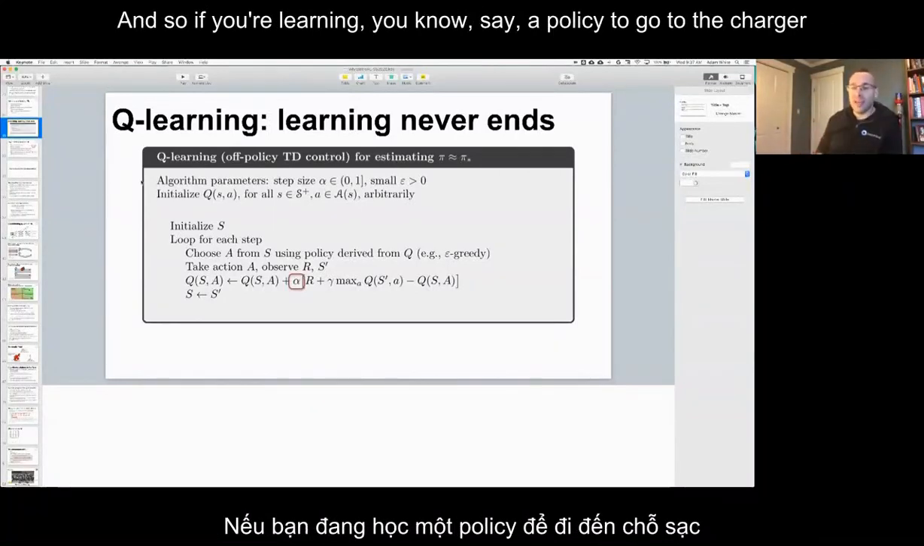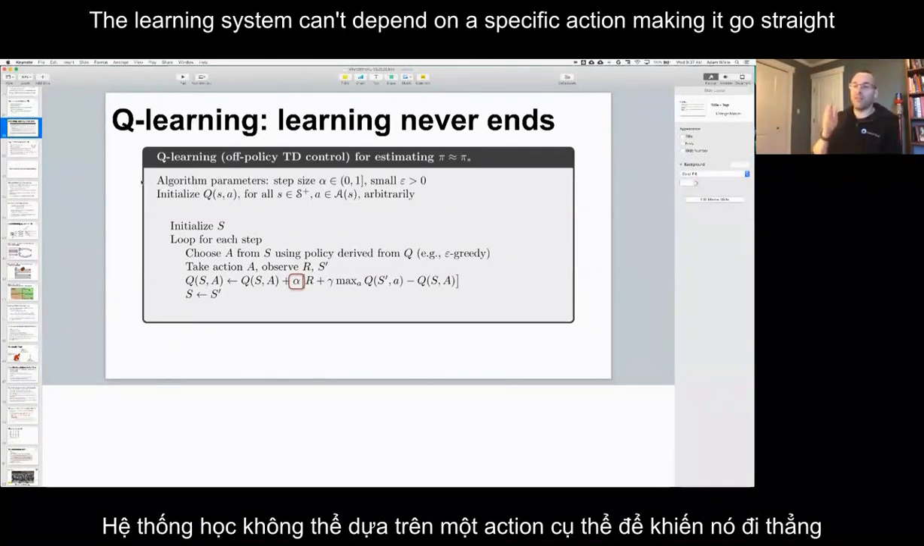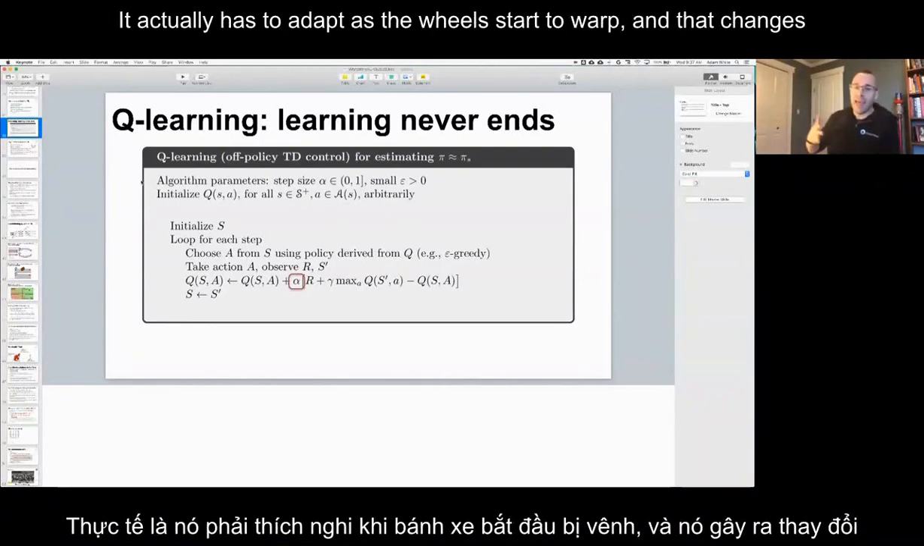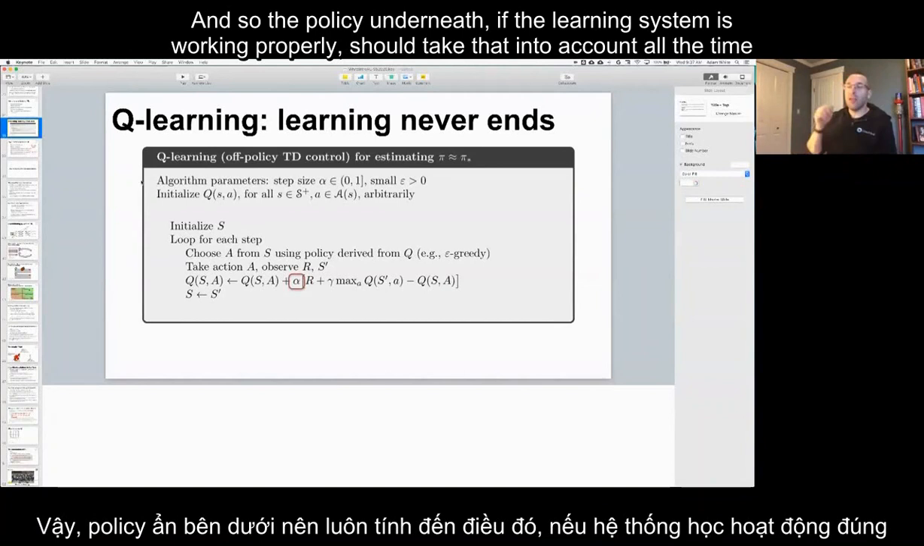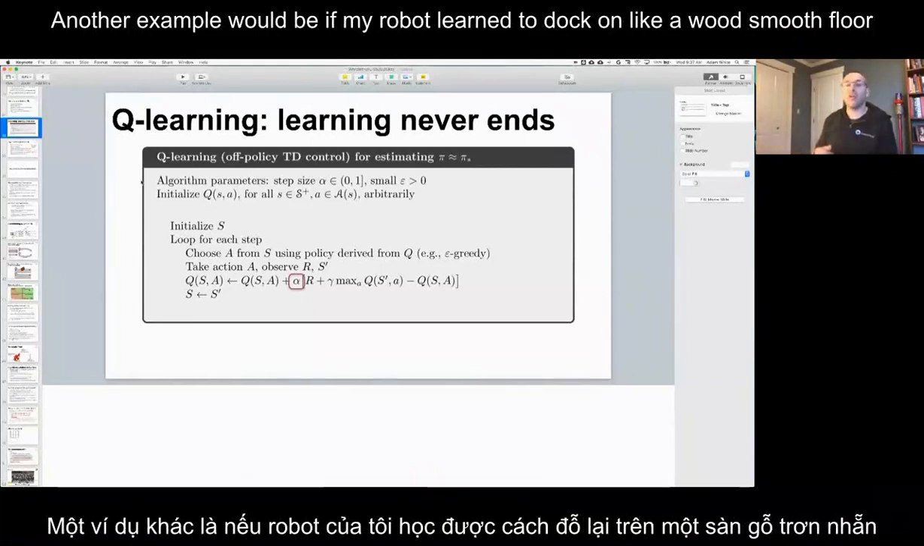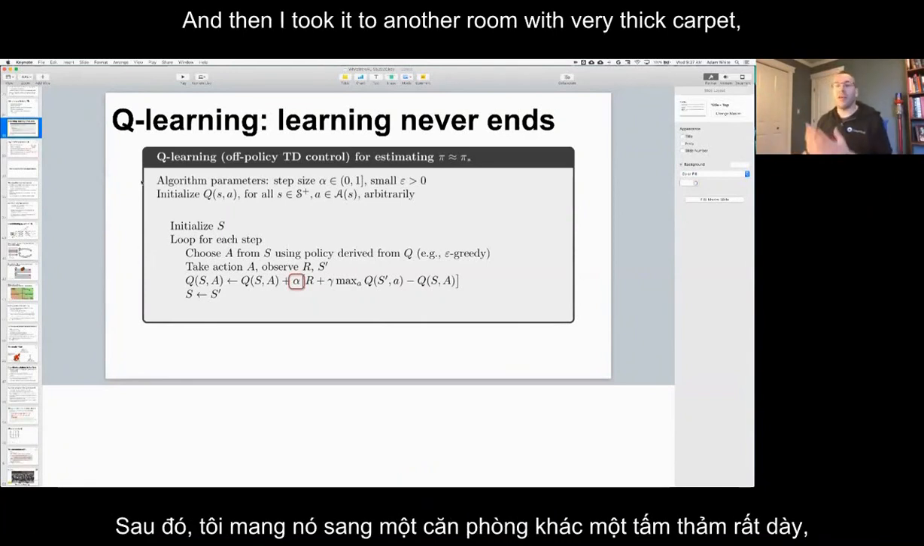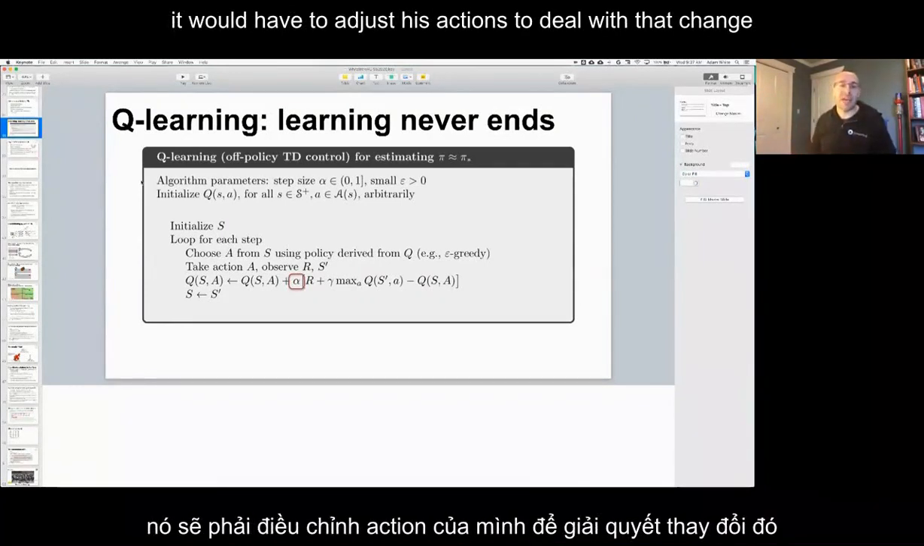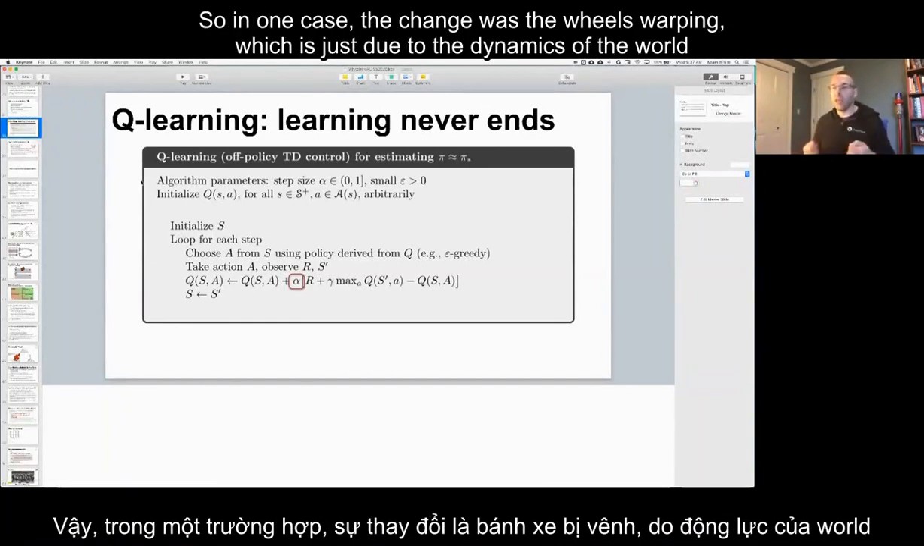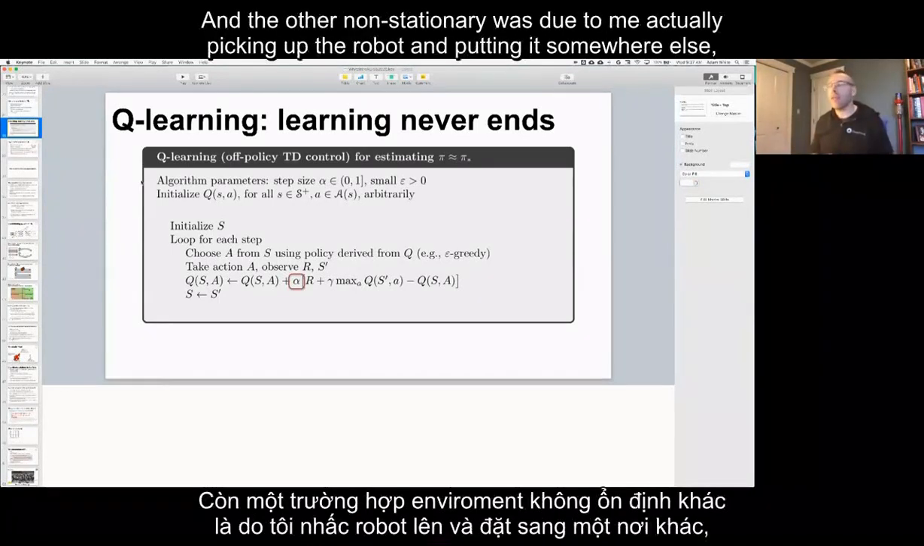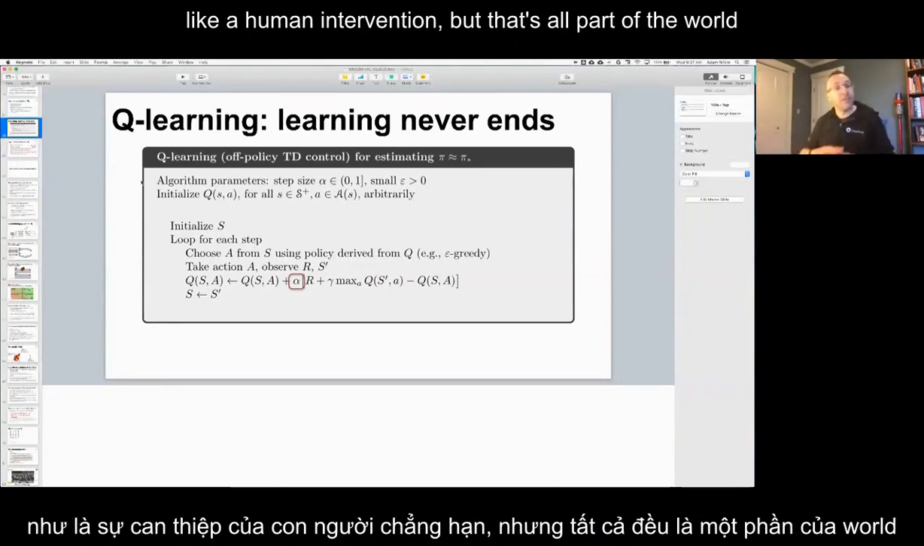And so if you're learning, say, a policy to go to the charger, the learning system can't depend on a specific action making it go straight. It actually has to adapt as the wheels start to warp, and that changes. So the policy underneath, if the learning system is working properly, should take that into account all the time. Another example would be if my robot learned to dock on a smooth wood floor, and then I took it to another room with very thick carpet, it would have to adjust its actions to deal with that change. In one case, the change was the wheels warping, which is just due to the dynamics of the world. That's just a reality of life. And the other non-stationarity was due to me actually picking up the robot and putting it somewhere else, like a human intervention. But that's all part of the world.